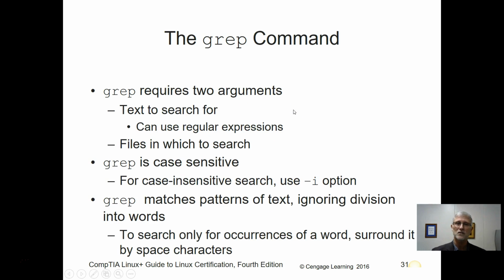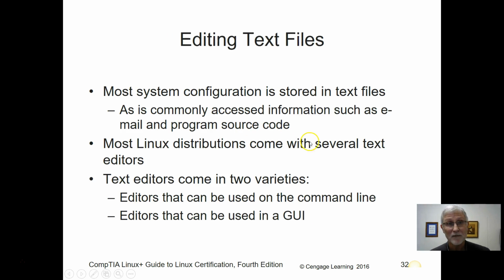Now, basically, it requires two arguments. One, the text string you're searching for, the regular expression, and the file or files that you're willing to search. Now, keep in mind, grep is case sensitive. So if you're searching for something and you want to make sure it's insensitive to upper or lowercase, use the -i option. Now, it matches the pattern of text, and it ignores division into words. So if you're searching for occurrences of a word, you want to make sure you surround it with quotes, something of that nature, so you make sure you just get that match.